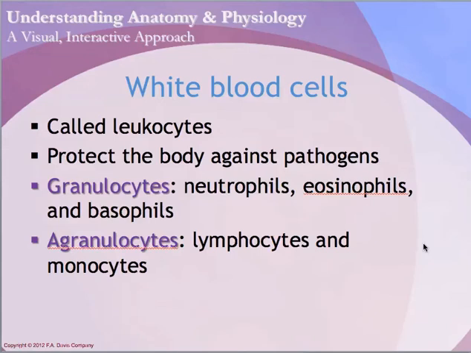They're the smallest of the white blood cells, and they're going to play a role in immunity. So when we get to the chapter talking about immunity, we're going to talk more about those types of white blood cells.